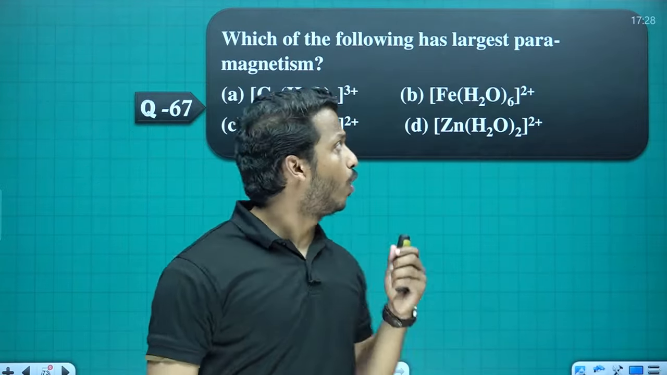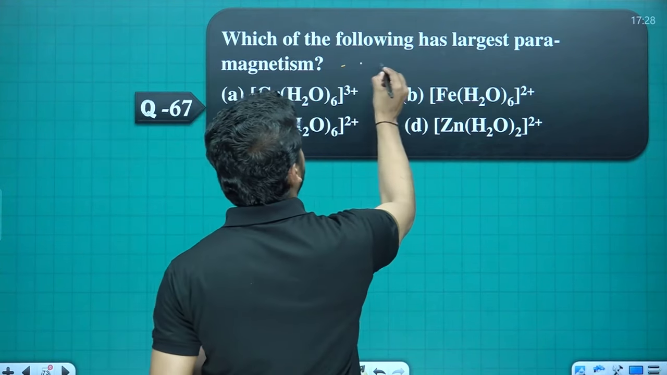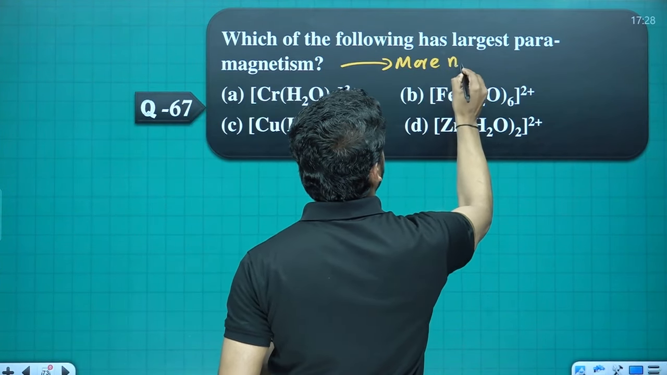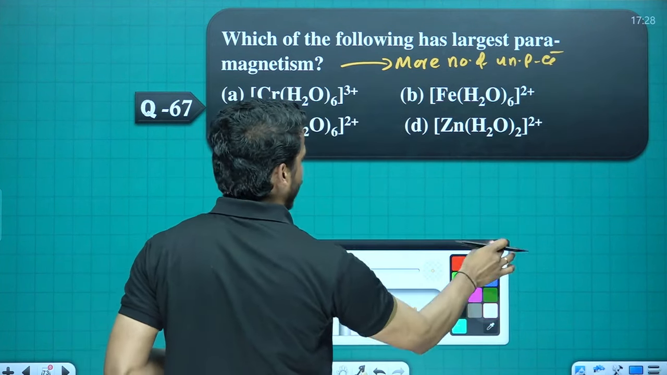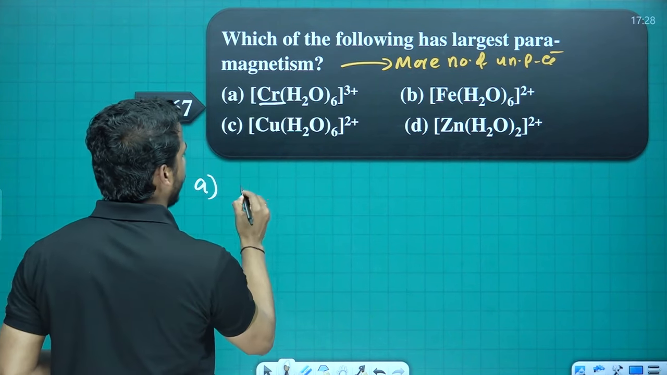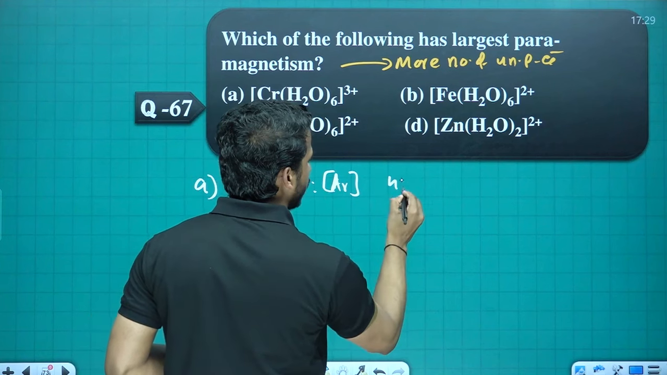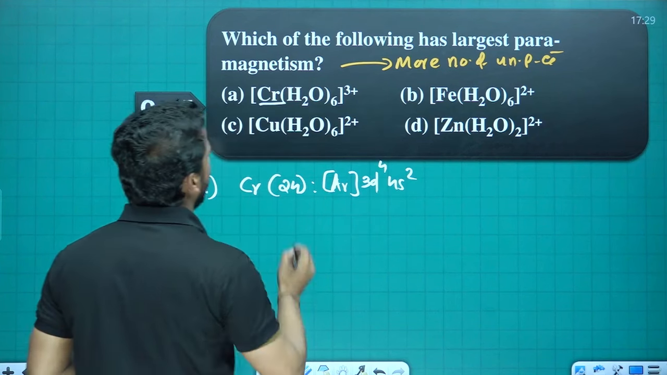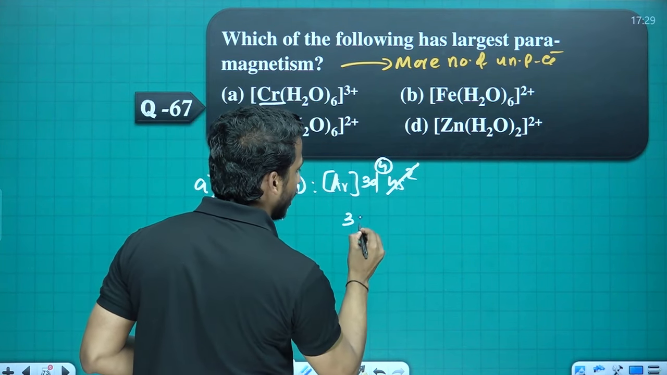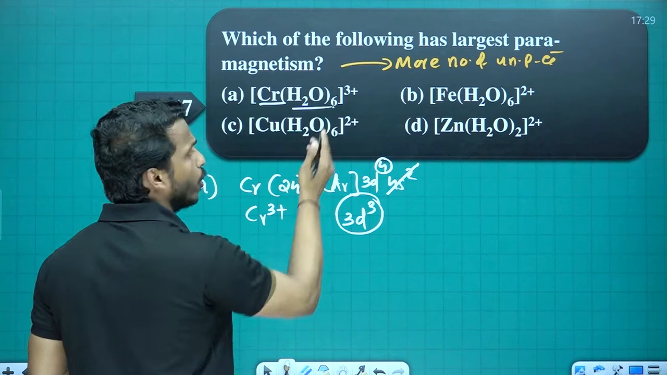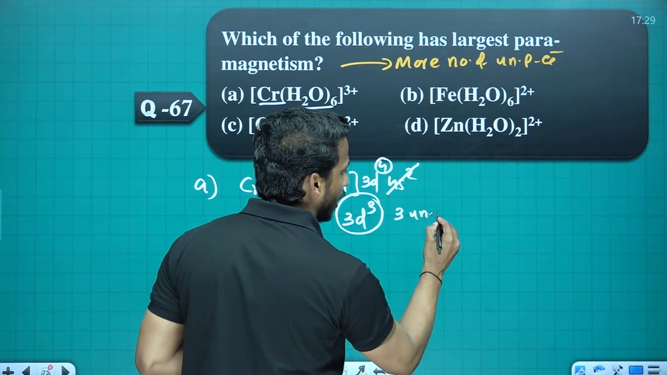Next, which of the following has largest paramagnetism? Largest paramagnetism means they contain more number of unpaired electron. Option A, central atom is chromium. Chromium is 24. We can write it as argon with the 4s2 3d4. Here chromium charge is 3 plus. 3 plus means this 2 and 1 goes. 3d3 is remaining. And H2O is a weak ligand. So this 3 electron won't pair it. So there will be 3 unpaired electron.